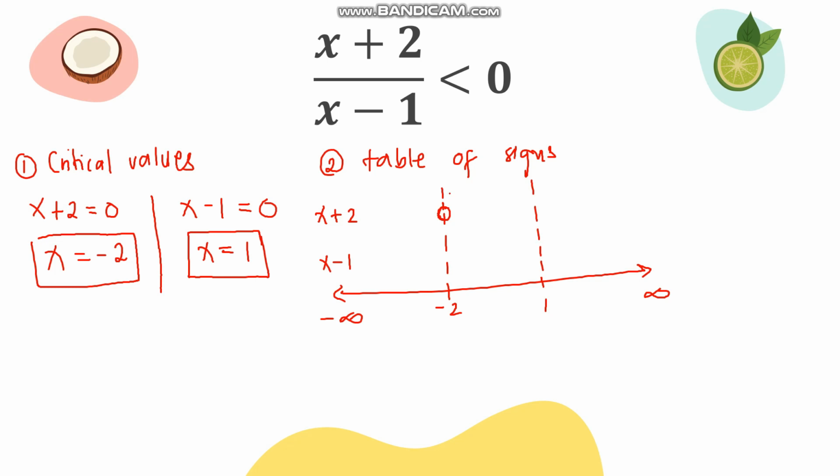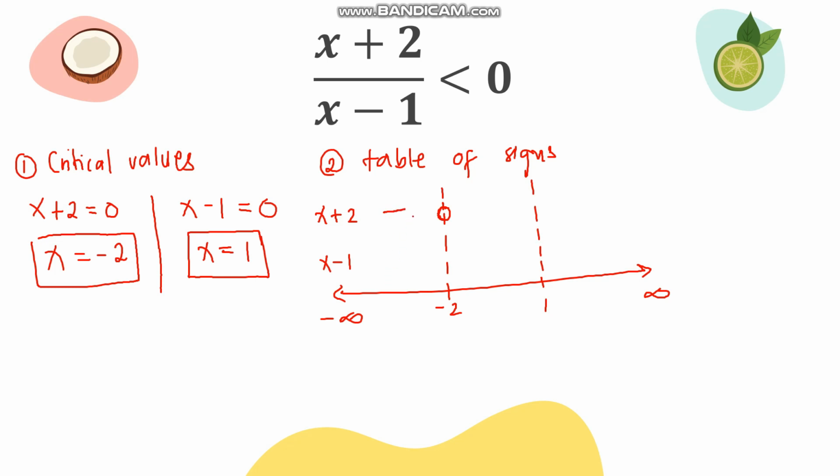We know that the numbers on the left of 0 are negative, and the values on the right of 0 are positive. So if this is already 0, that means the numbers beyond or less than negative 2 will give us a negative answer if we substitute it to x plus 2. So therefore, here we write negative.